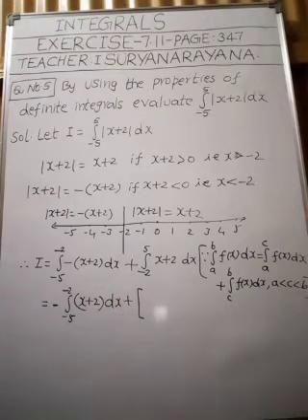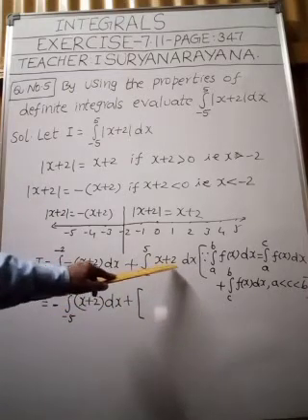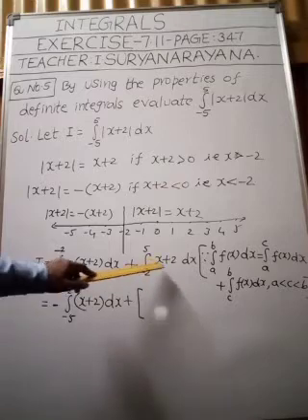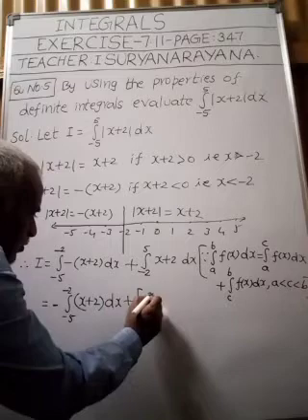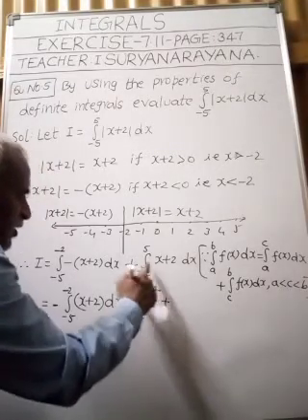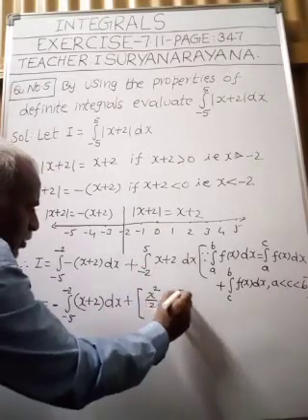Let us find the integral of this function. What is integral x dx? I am writing here directly. What do you get? Integral x dx, x square by 2, plus integral 2x. What do you get? 2x.